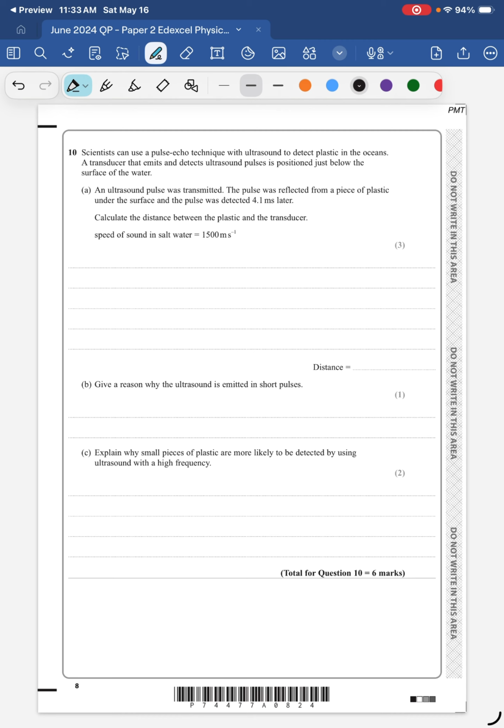So the distance traveled is going to be V times T, but we need to divide by 2 because it has to go back and forth. It's a pulse, right? So we have 1500 times 4.1 times 10 to the negative 3 seconds over 2 yields 3.08 meters, so about 3.1 meters.